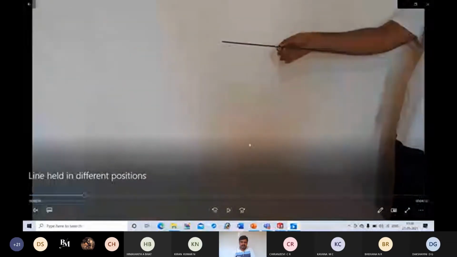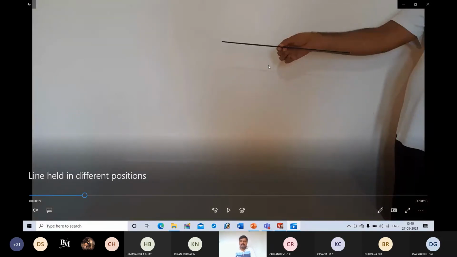Other than that, when a line is parallel to a plane of projection, the view that we are going to get on that plane is a true length. Suppose this line is parallel to VP. If you draw the front view, since it is parallel to VP, the view on VP, that is the front view of the line, will have true length as it is. That you should remember.